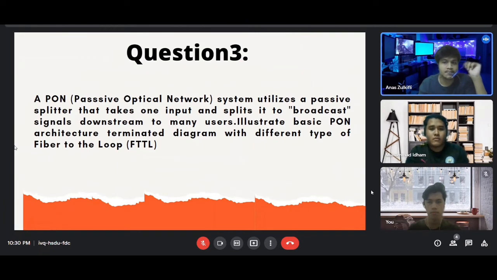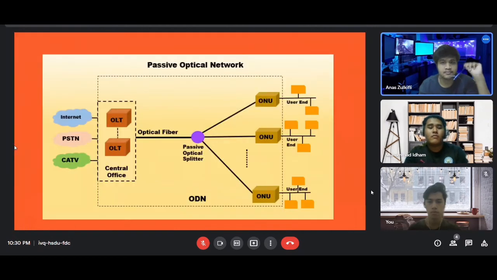Question 3. The question is: a passive optical network system utilizes a passive splitter that takes one input and splits it to broadcast signal downstream to many users. Illustrate the basic PON architecture, terminate diagram with different types of fiber to the loop, FTTx. Next slide.